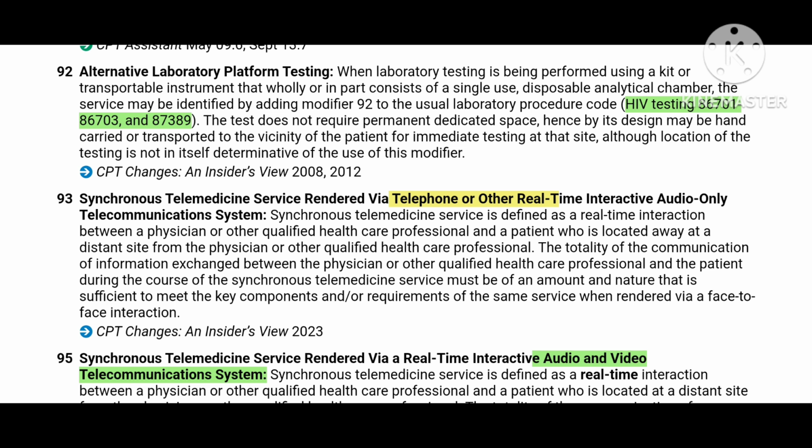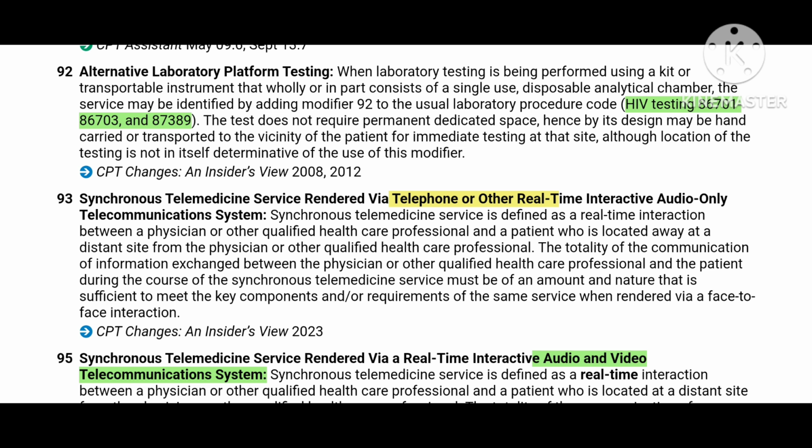For example, I can say that we do the pregnancy testing and all, with the Prega cards we are using now. And also during COVID time, you would have heard about the rapid card test. You don't have to go to the hospital. You can get the card from the pharmacy and you can do the test yourself. So that is all done with disposable kits, which doesn't require a lab. So those testings can be reported with modifier 92.